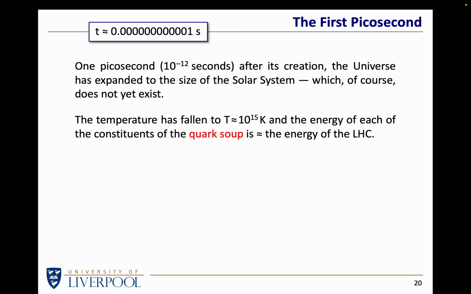The temperature has now fallen to a mere 10 to the 15 Kelvin. That's a ridiculously high number to try and imagine, but it is something that can be calculated. And remember, that temperature is a measure of the average energy of all the constituents. We're imagining that we've borrowed energy from nothing and we've used it to make stuff. We've used it to make matter. We're actually going to be generating lots of fundamental particles.